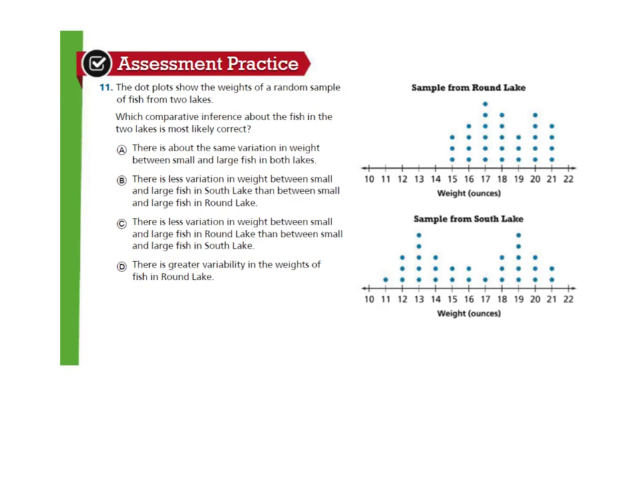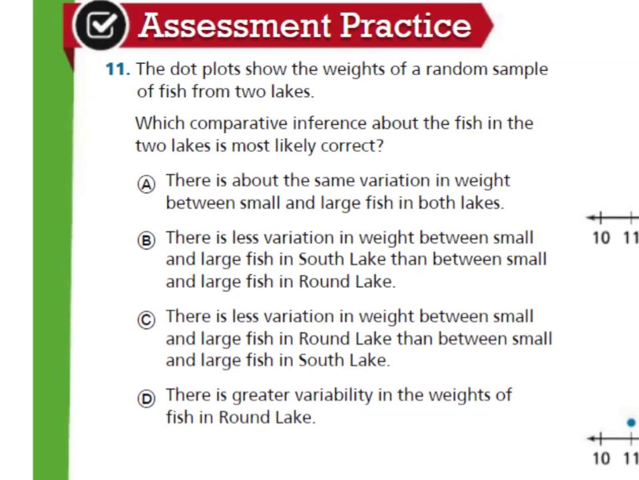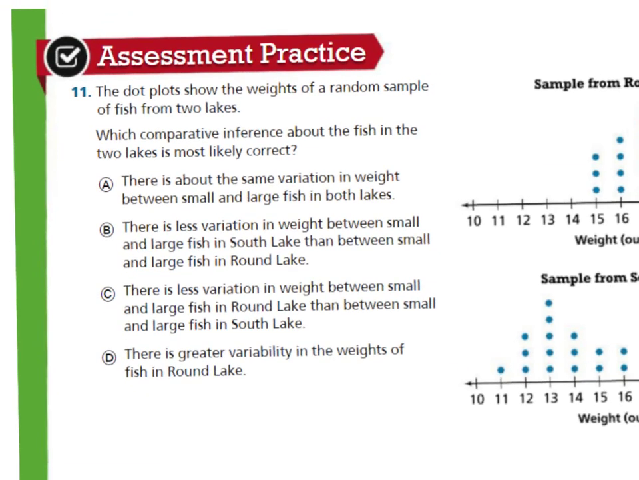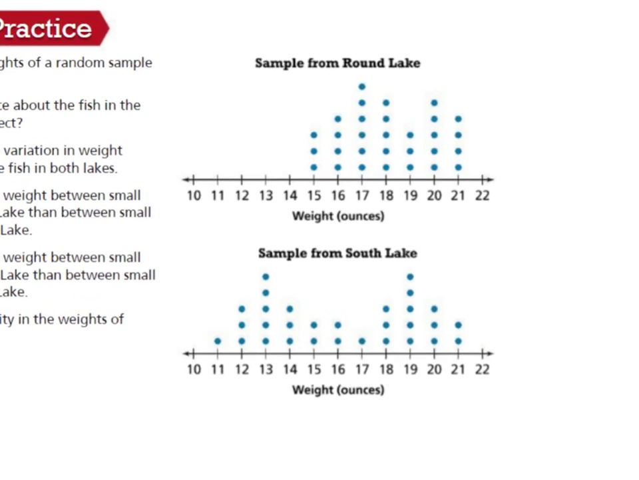Number 11, we have dot plots showing the weights of a random sample of fish from 2 lakes. Which comparative inference about the fish in the 2 lakes is most likely correct? The first one says there is about the same variation in the weights between small and large fish. For variation, we're looking at the range or the mean absolute deviation.